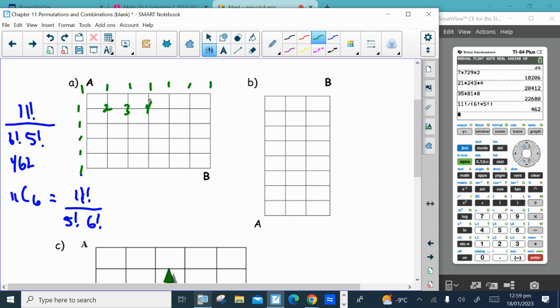3 plus 1 is 4. There's 4 ways to get there. 4 plus 1 is 5. 5 and 1 is 6. 6 and 1 is 7. There's 7 different ways that you can get to that position.